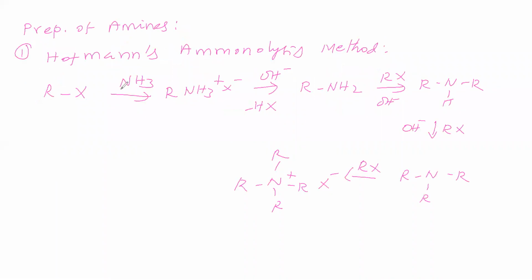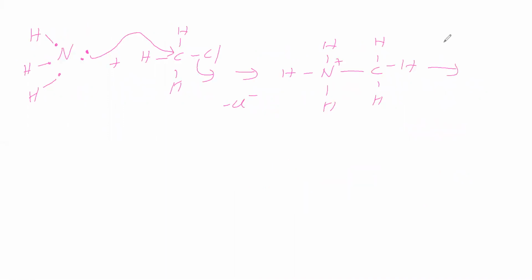See, first RX reacts with NH3 to give RNH3 plus. Then a base, OH minus, is added. O minus has 3 lone pairs. This OH minus pulls this H plus, therefore this bond pair goes to this N. So this H plus and OH minus become water. So what do we get? CH3NH2. CH3NH2 we got, that is RNH2.